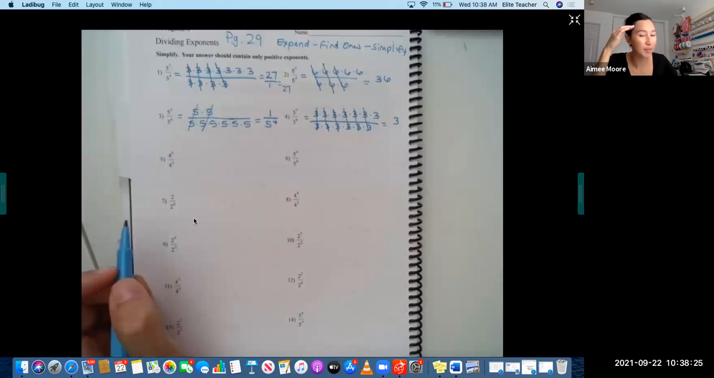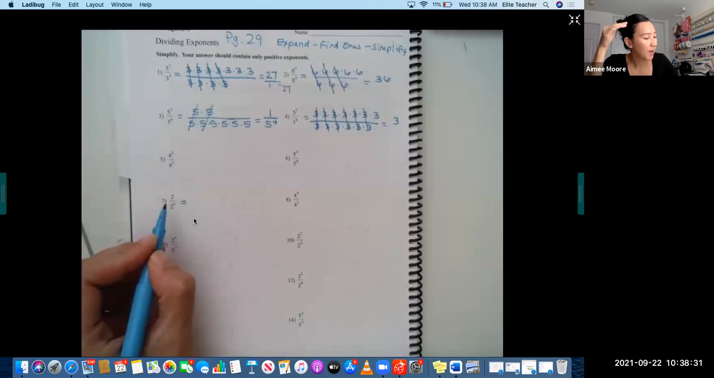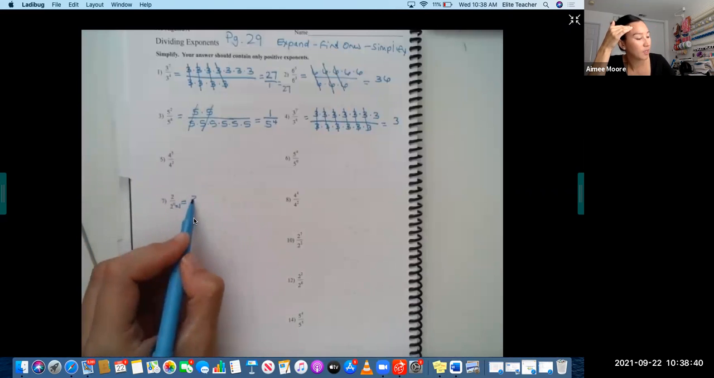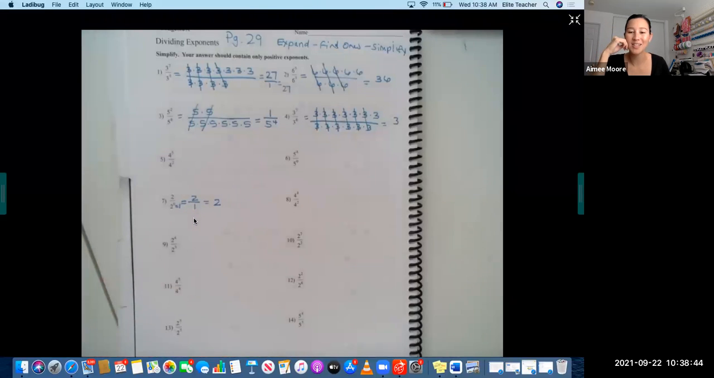If anyone else is stuck on number 7, I'll go ahead and go over it. So we have 2 divided by 2 to the 0 power. Remember we said anything to the 0 power is just 1. So we're really just doing 2 divided by 1, which would be 2. That is a tricky one.